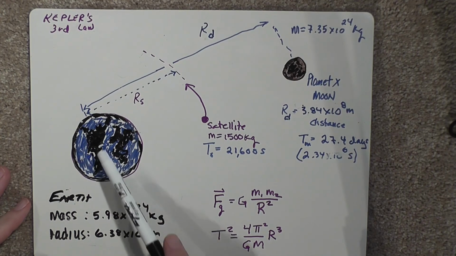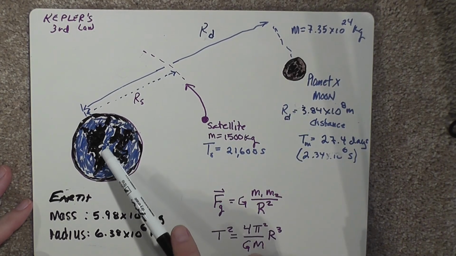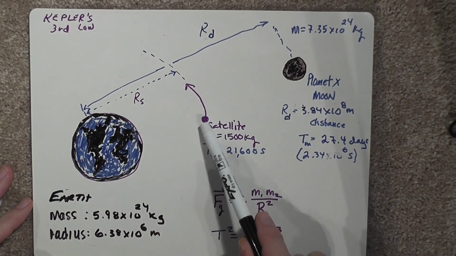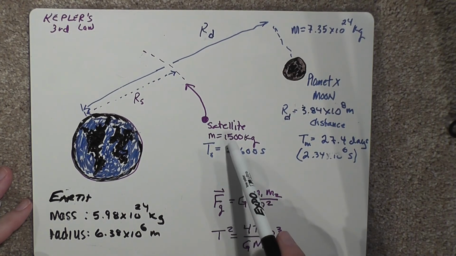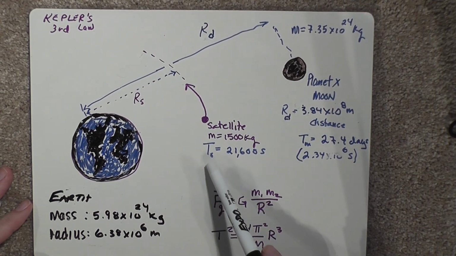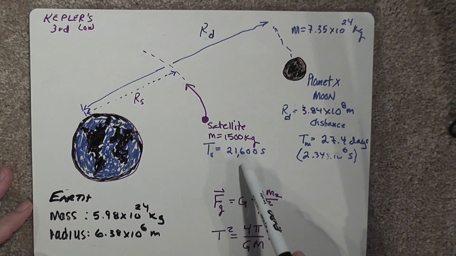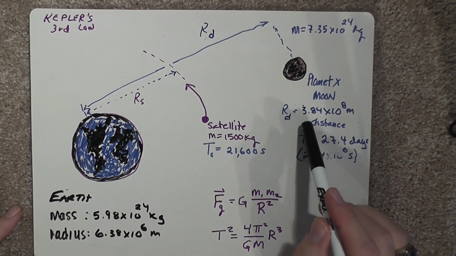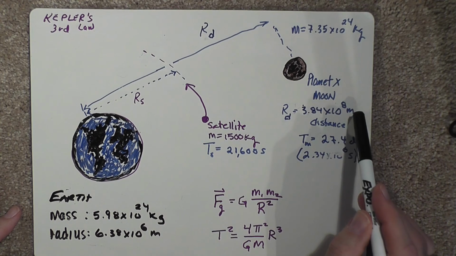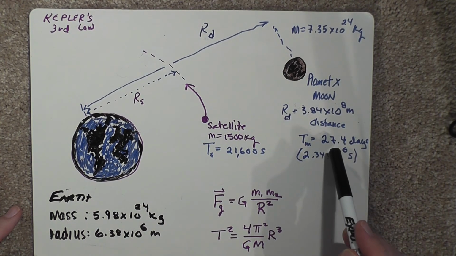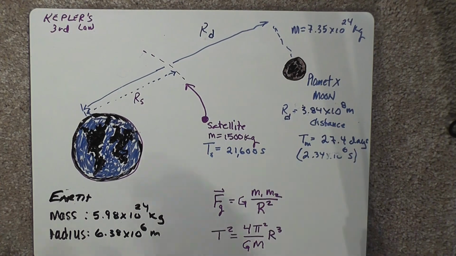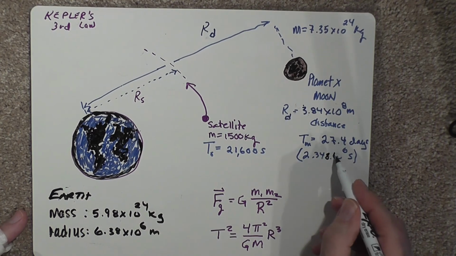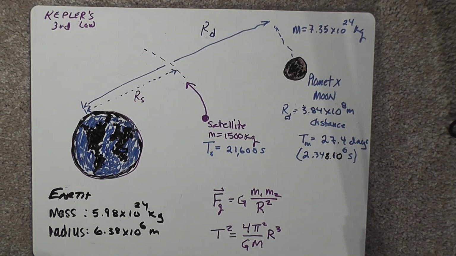We have the distance of the Moon from the Earth, which is from the center of the Earth to the center of the Moon. We have a satellite right here, which weighs 1,500 kilograms, and it has a period of 21,600 seconds. Okay. For the Moon, we are told the distance is 3.84 times 10 to the 8th meters, and it has a sidereal period of 27.4 days, and that's roughly 2.348 times 10 to the 6th seconds. So what do we want to do?